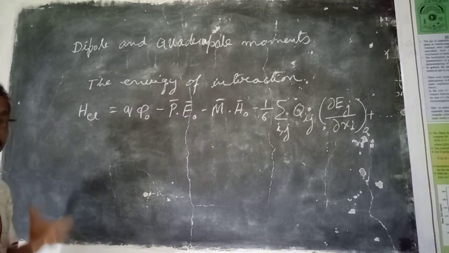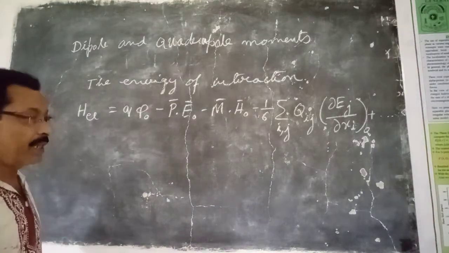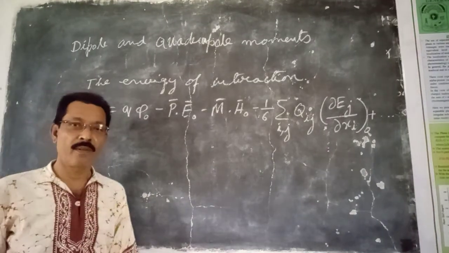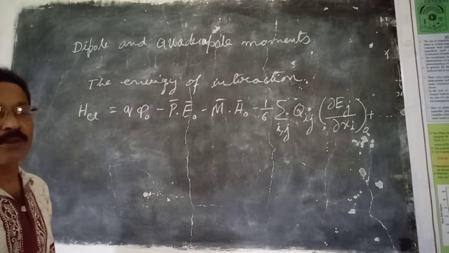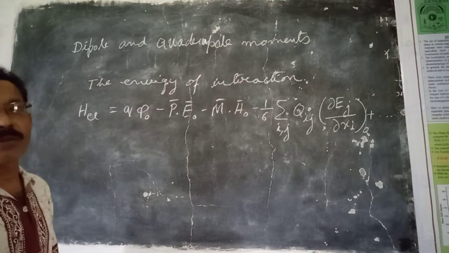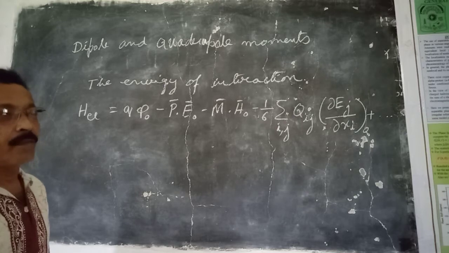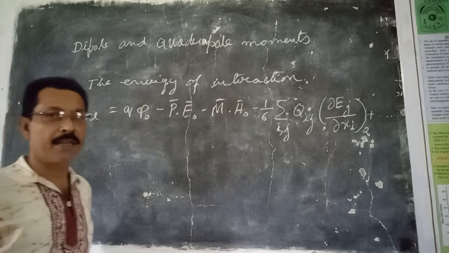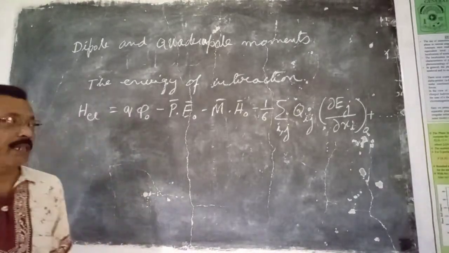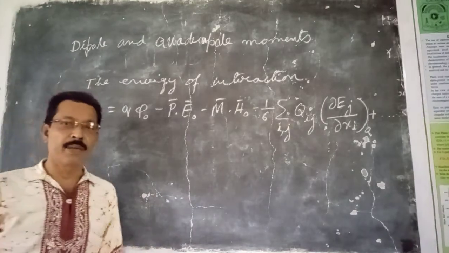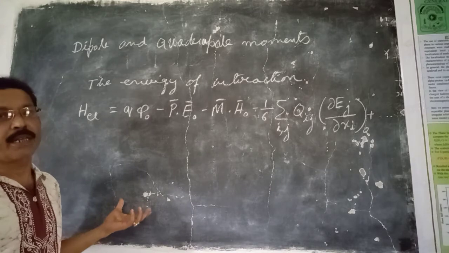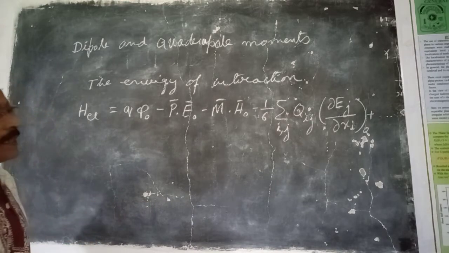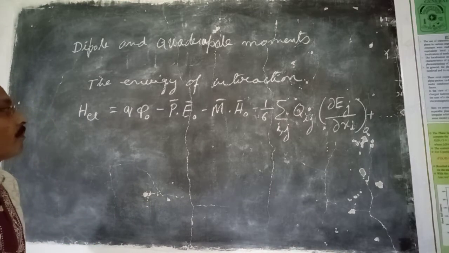Now if we assume that the velocity of the constituent particles, for instance here in the nucleus, the velocity of the protons and neutrons, is much less compared to the velocity of light, and the applied external field is much less compared to the fields of the parent nucleus, then in that case a few lower order multipoles are sufficient to calculate the interaction energy.